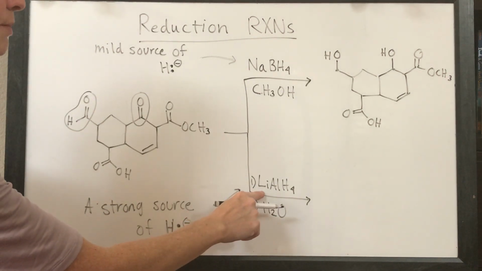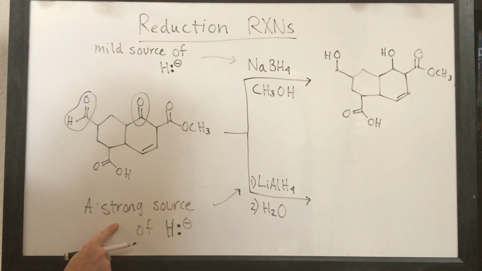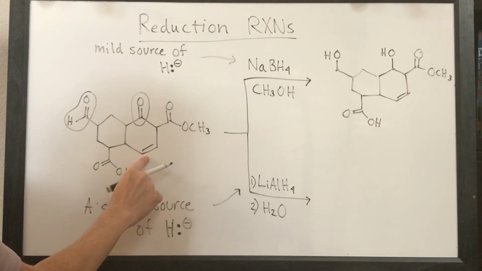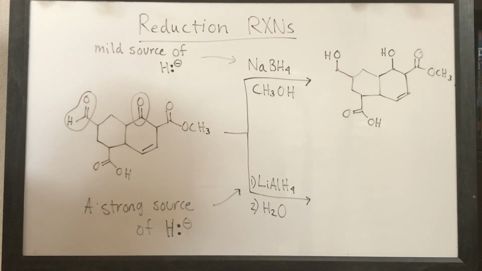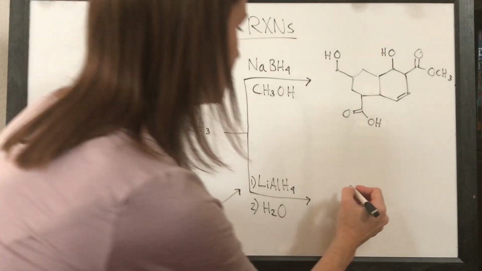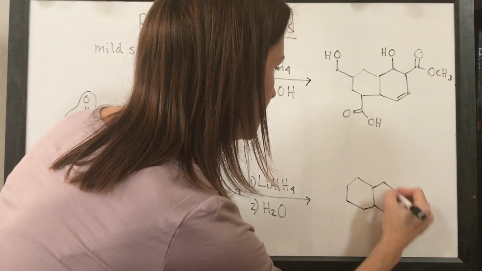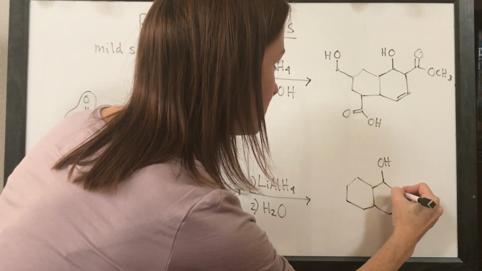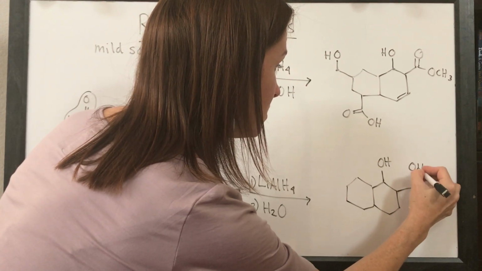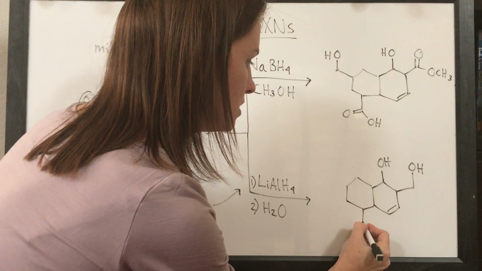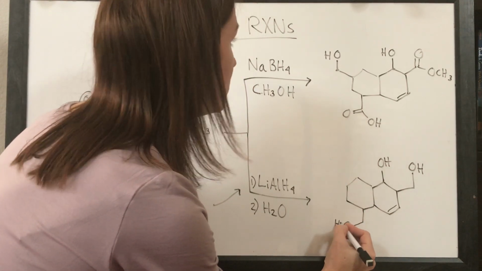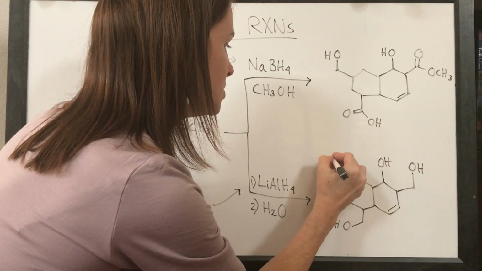If you instead use lithium aluminum hydride, this is a much stronger source of the hydride ion, and it will end up reducing all four carbonyl compounds that I drew here. The only thing it won't react with is the alkene because this doesn't have a partial plus charge on any of these carbons. So there's nothing for that really strong nucleophile to attack. So the result here, we've got our two rings. The ketone is an alcohol. The ester gets reduced to an alcohol. Nothing happens to the alkene. The carboxylic acid gets reduced to an alcohol. And the aldehyde gets reduced to an alcohol.